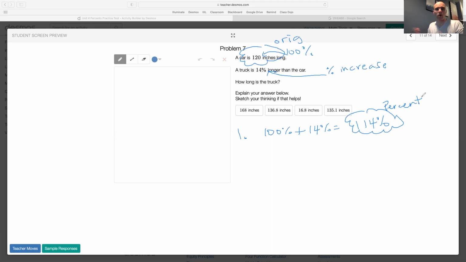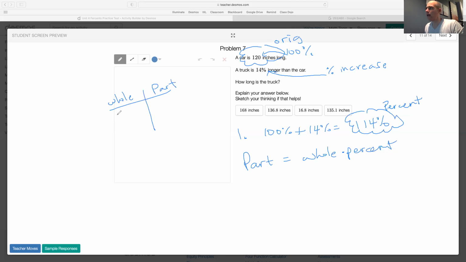Now we have a question where we have the whole and the percent. We're looking for the part. And so part equals whole times percent, or you can set it up in a table, where you got your whole over here, you got your part over here, and the whole was 120. Our percent, or our K value in this case, is going to be 1.14, because I just took this 114% and converted it to a decimal, 1.14.